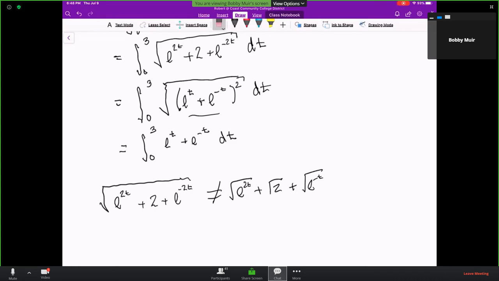Okay, so we can finish this off. This integral is going to be e to the t minus e to the negative t, from 0 to 3. So it's e cubed minus e to the negative 3 minus 1 minus 1. So it's e cubed minus 1 over e cubed.